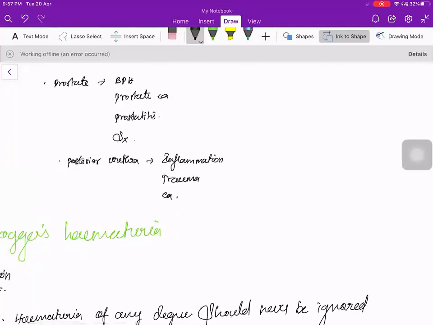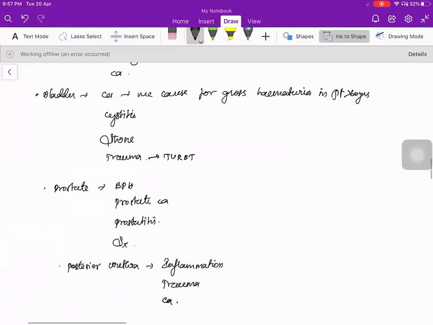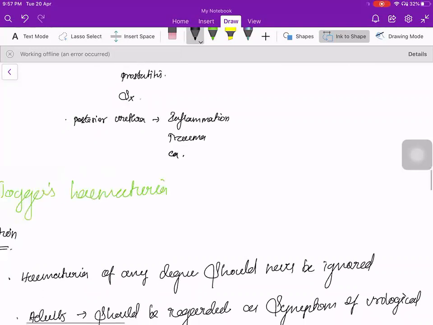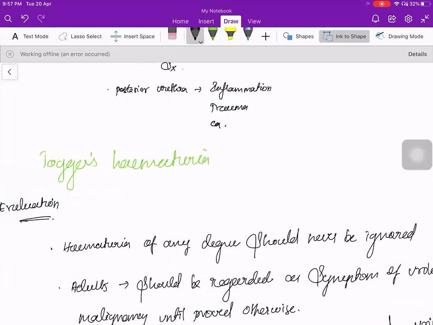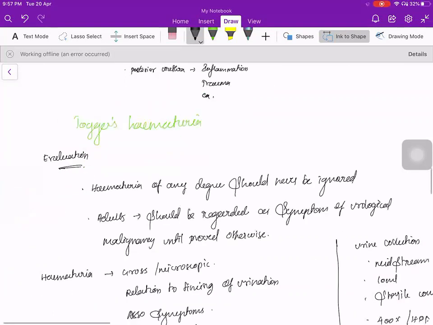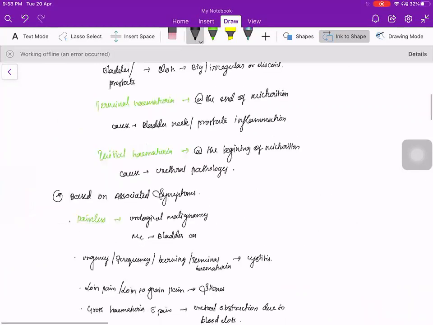And prostate, same: inflammation. There are three things in the urinary tract: inflammation, stone, trauma, and lastly CA. So these are all the four causes. And posterior urethra also: inflammation, trauma, CA. What is jogger's hematuria? It is because of excessive exercise. These patients will have hematuria after going for jogging. So it is one of the causes of exercise-induced hematuria. These are the causes of hematuria.